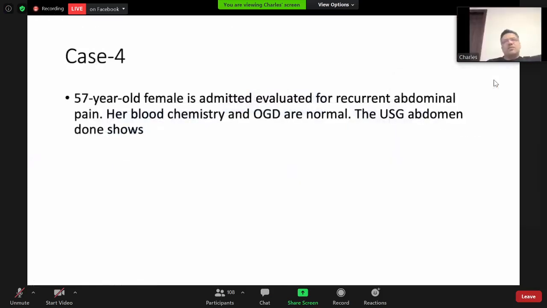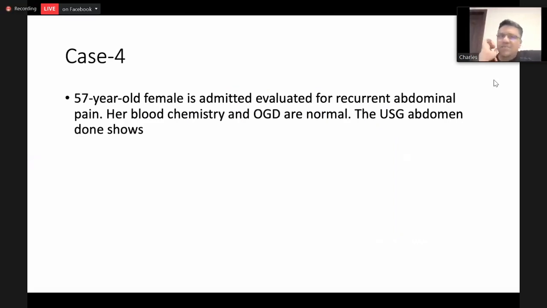So case number 4 is a 57-year-old. Varghese sir, whenever you want me to stop, please just let me know. No problem. You please finish, then only I'll stop. It might go on and on. You have 5 cases now, Charles? Yeah, but it might take some more time, sir. Whenever you want me to stop, please. No problem. This is a teaching session. They're enjoying it. No problem.